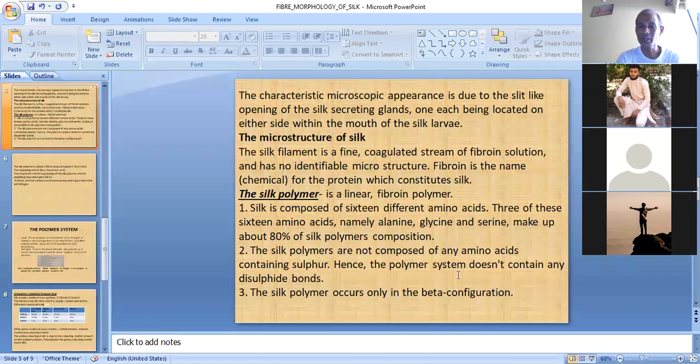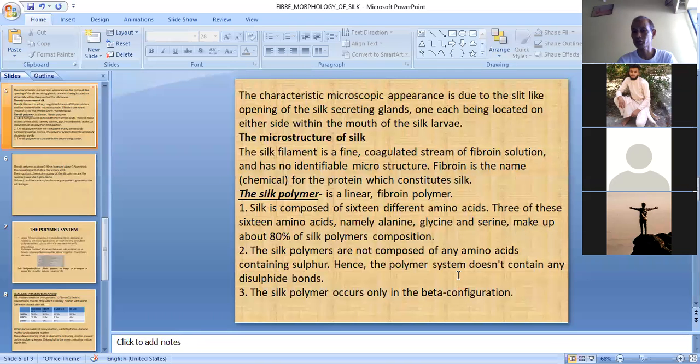3 of these 16 amino acids, 16 में से 3 क्या क्या नाम है? एलेनाइन, ग्लाइसिन एंड सेरीन. ये इंपॉर्टेंट एमिनो एसिड्स हैं जो कि सिल्क में पाए जाते हैं. Make up about 80% of silk polymer's composition. सिल्क का जो कंपोजिशन है उसका 80% पार्ट इन 3 से होता है. बाकी सारे जो 13 बच रहे हैं, they are forming 20% of silk polymer. So the main dominating amino acids found in silk are alanine, glycine, and serine.